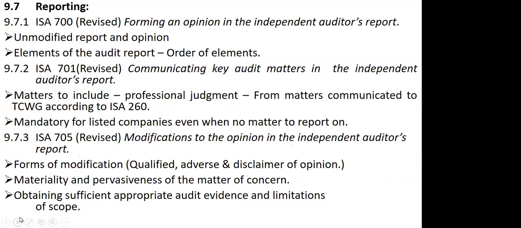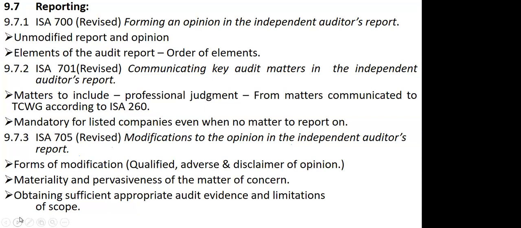Uncorrected misstatements have been examined, and they can come in any exam. In terms of reporting, reporting the end. Very simple topic, really. Again, this is where students show that they lack understanding. There are 4 or 5 standards that we need to know of.